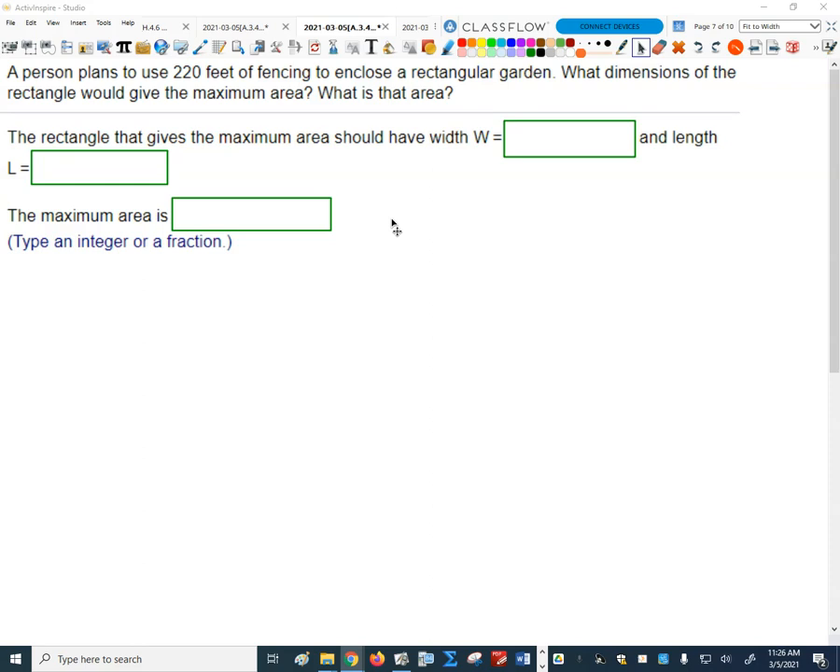So say you've got 220 feet of fencing to enclose a rectangular garden. What dimensions of the rectangle would give the maximum area? And what is the area? Now think about the ways you could go about solving this problem.